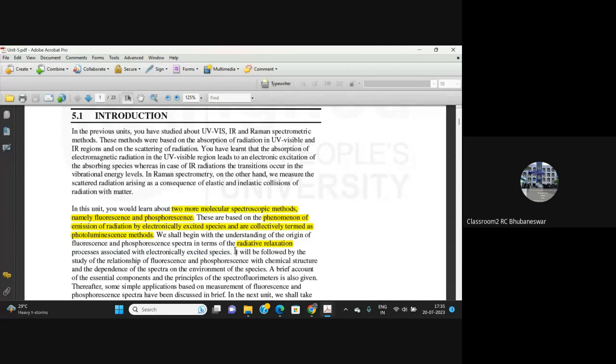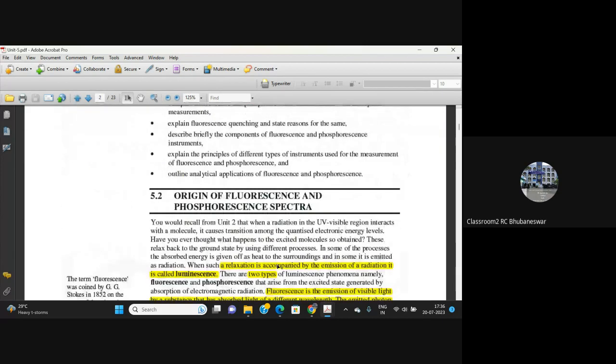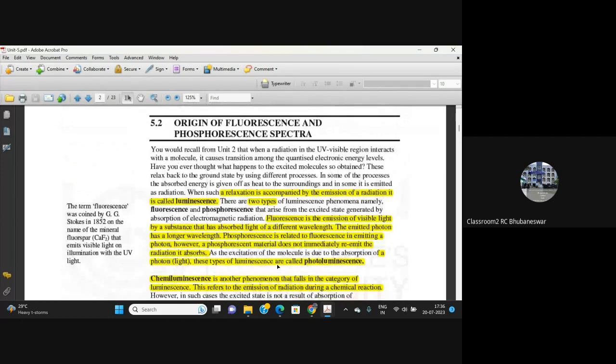This will be followed by the study of the relationship of fluorescence and phosphorescence with chemical structure and the dependence of spectra on the environment of the species. Believe me, fluorescence is a very good spectroscopic tool to study the environment around the species. If you take a molecule which is fluorescent or phosphorescent in nature, it can sense its nearby environment very well. We'll discuss everything in detail in this chapter on fluorescence and phosphorescence.